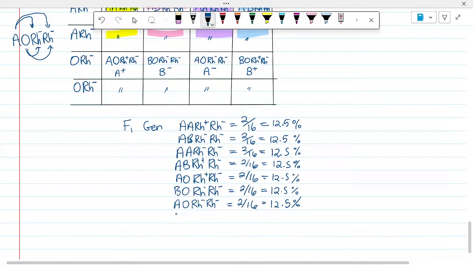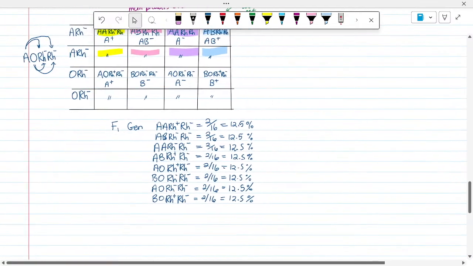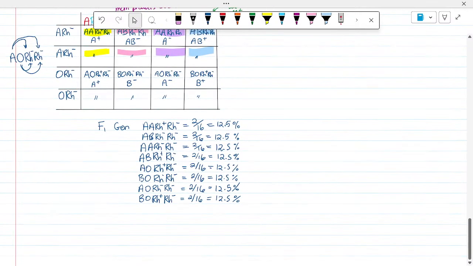And then the last one would be BO, and that one's Rh plus, Rh minus. And that is 2 out of 16 times, which is 12.5%. Boy, my percentage signs are looking rough today. Okay, those are the phenotypes. We could also, of course, track the genotypes. That's a little bit better.